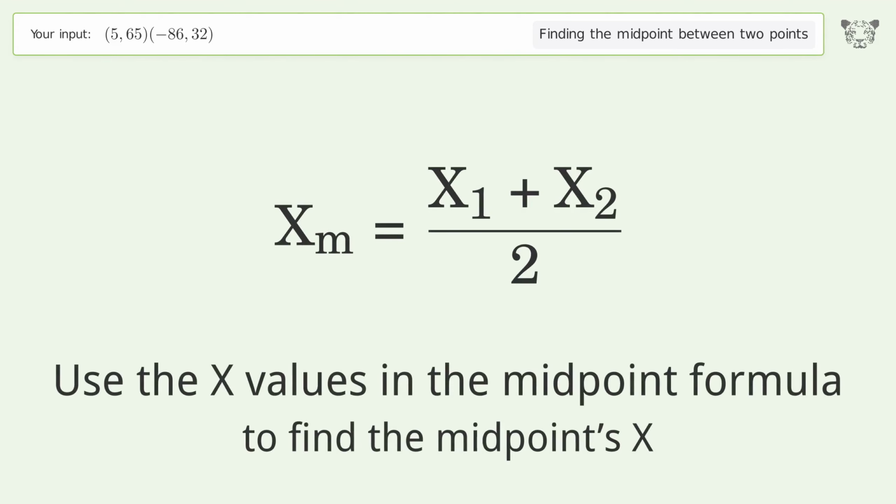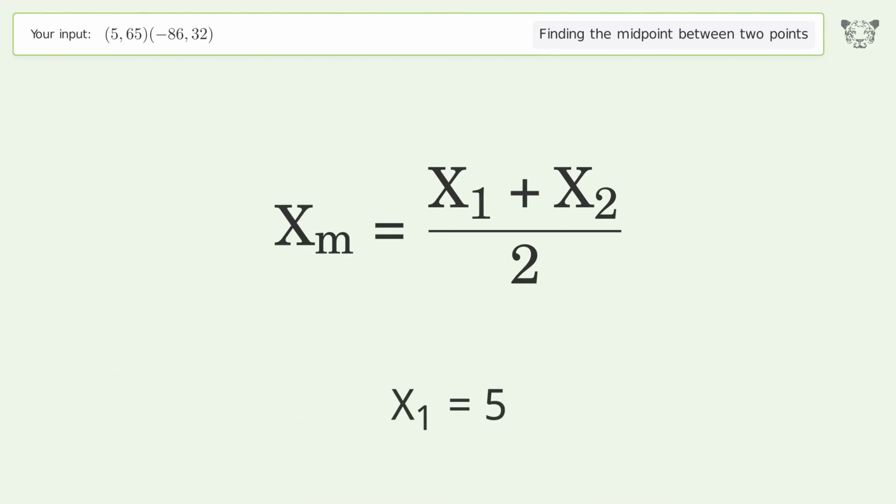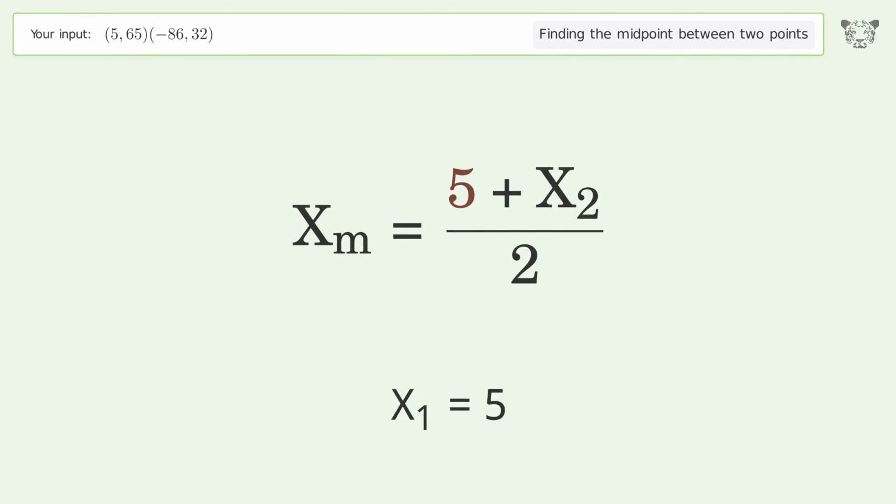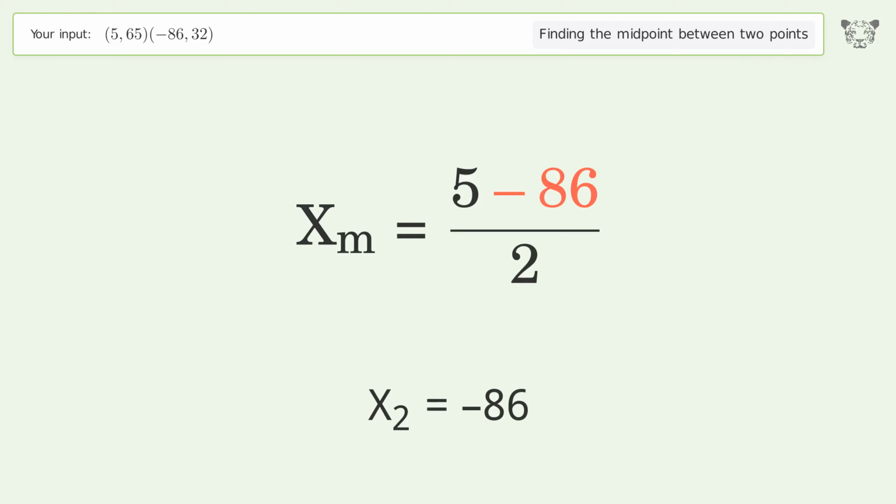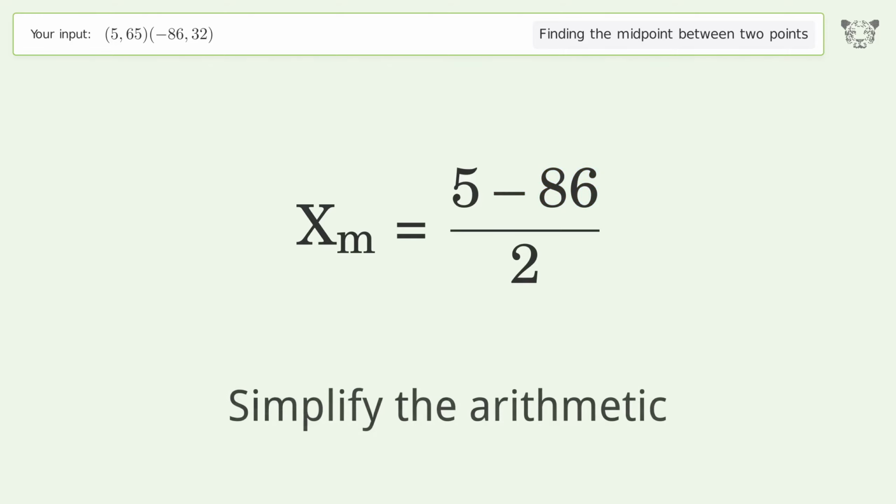Use the x values in the midpoint formula to find the midpoints x. x1 equals 5. x2 equals negative 86. Simplify the arithmetic.